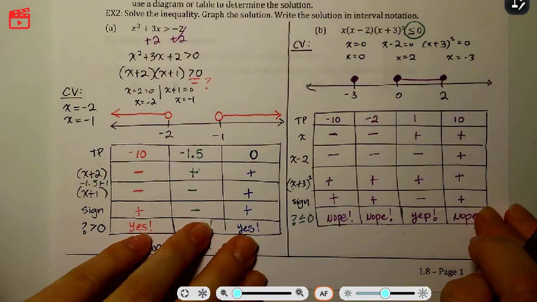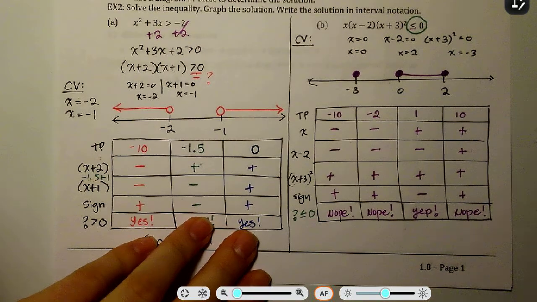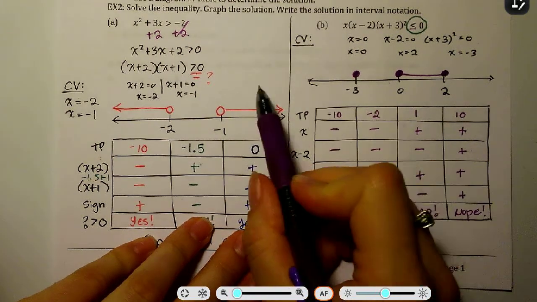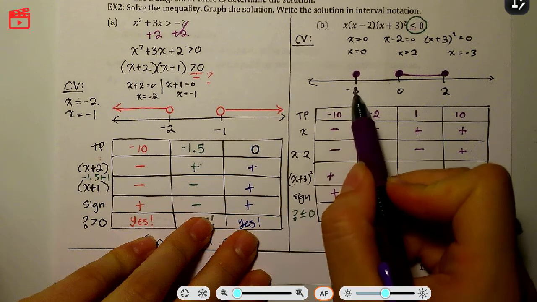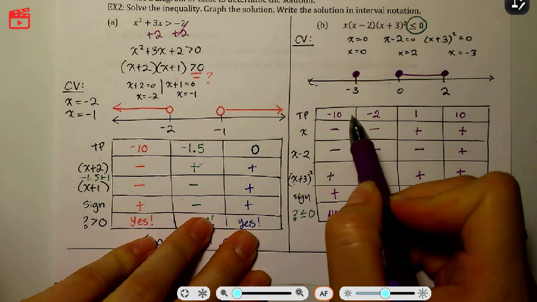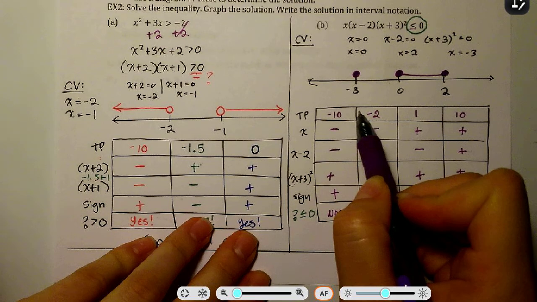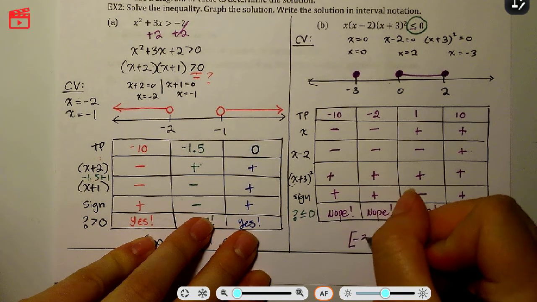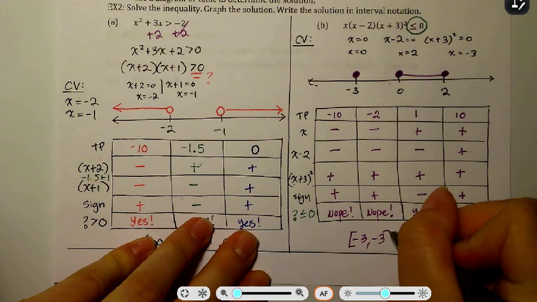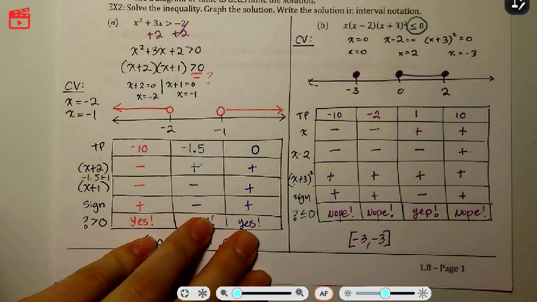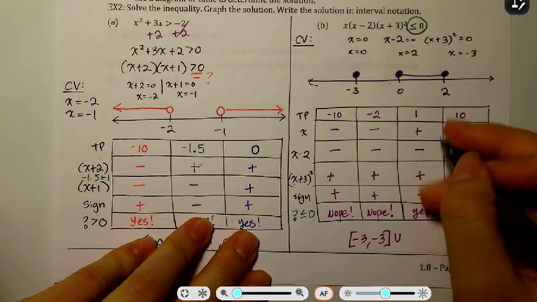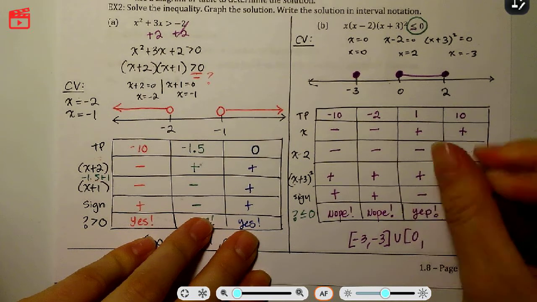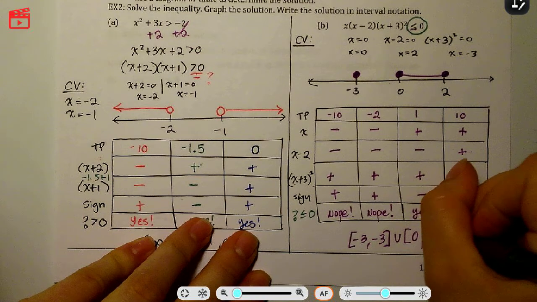So let's go ahead and write the solution in interval notation. So starting from the left, we start at -3, and oh, that's weird. We end at -3. Well, we can still write that in interval notation. It looks kind of funky, but start at -3 and end at -3. There we go. Kind of funny. Union, start at 0 and include 0, and we go until 2, and we include 2.